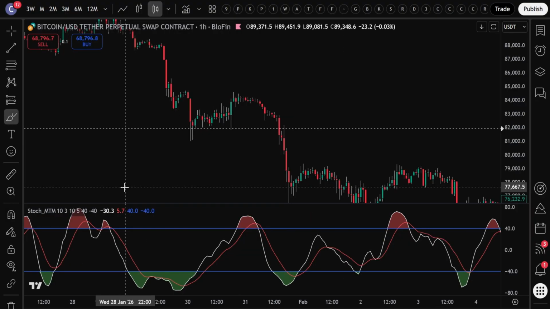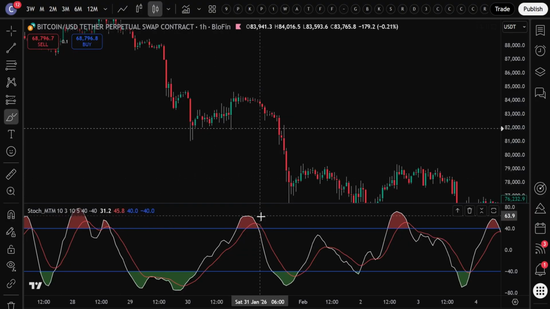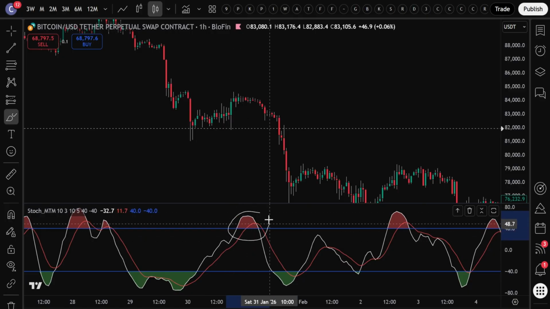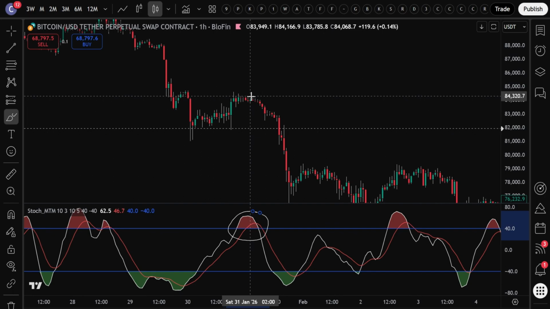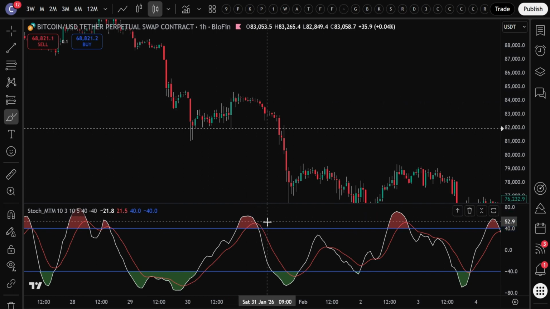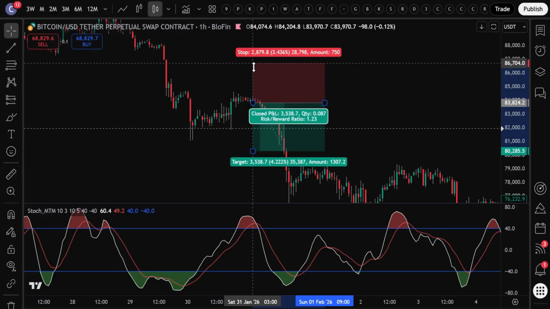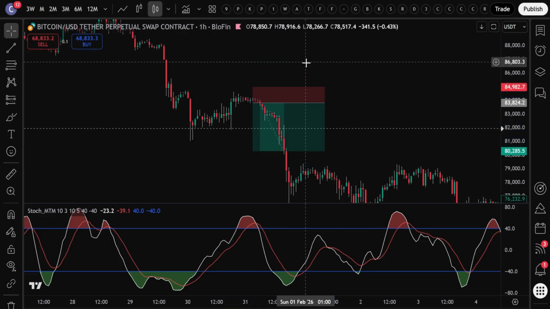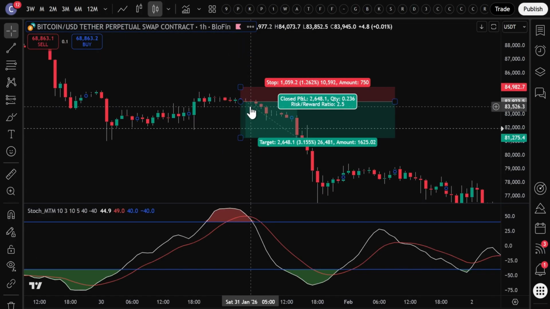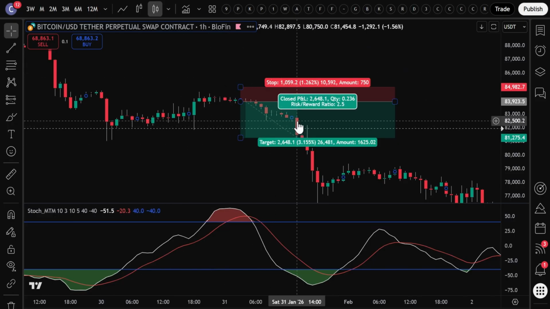For a short position, you're going to wait for the stochastic oscillator to go above the upper band. Once it happens, it indicates a pullback in a bearish trend. Once you have the pullback, you want the stochastic oscillator to come back below the upper band and cross below the red EMA. This crossover indicates the end of the pullback and the beginning of a continuation of the bearish trend. Now here, you can open a short position, set your stop loss above the most recent swing high, and set your take profit at 2.5 times the risk.